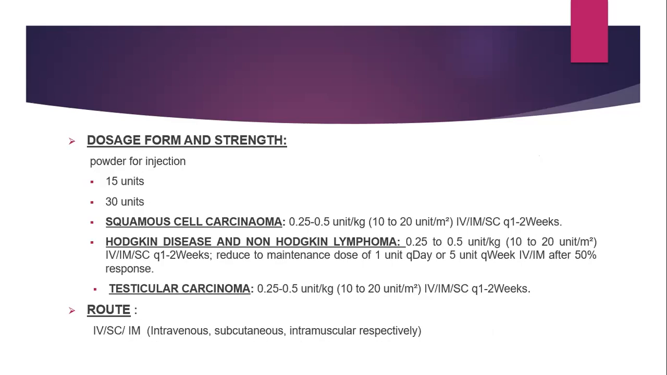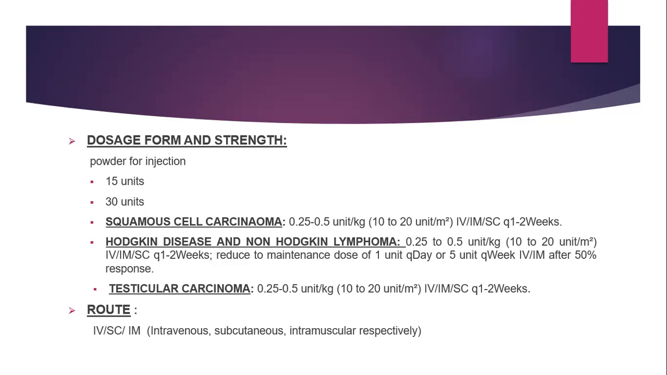Now, what are the doses, dosage forms and strengths for bleomycin? Powder for injection of bleomycin is available in 15 units as well as 30 units. There are different strengths and dosages. The dosage form is basically the injection form, and different strengths are used for different cancers. For example, for squamous cell carcinoma, 0.25 to 0.5 unit per kg is given. It's given by intravenous, intramuscular, or subcutaneous route over 1 to 2 weeks.